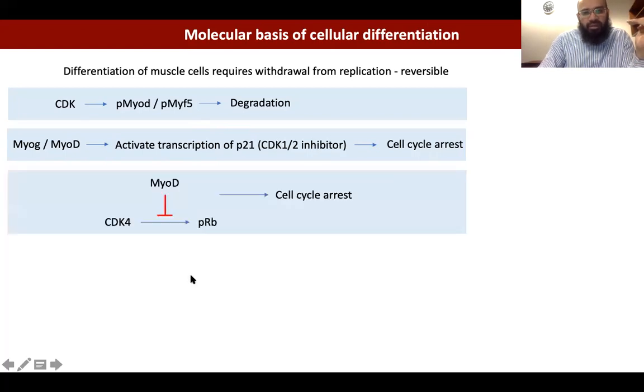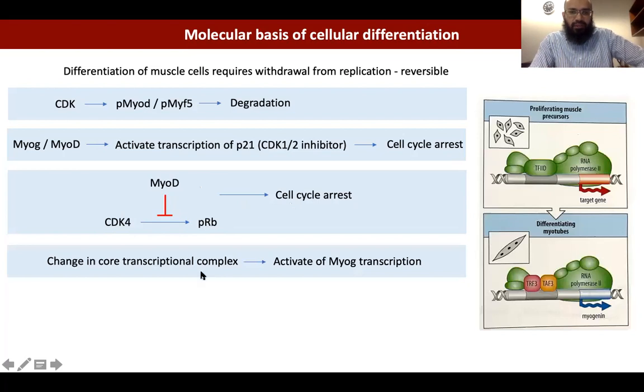An independent pathway is that the MyoD family of transcription factors block the phosphorylation of retinoblastoma protein by CDK4, so cyclin-dependent kinase 4. And phosphorylation of retinoblastoma protein is very important for the transition from G1 to S phase. And so if you block this transition, you eventually lead to cell cycle arrest.